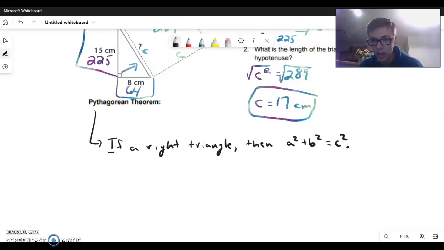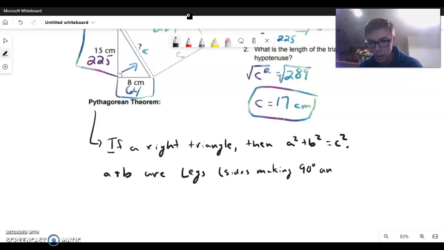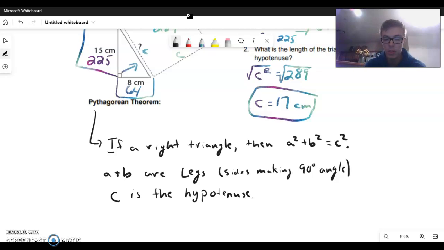Now, when I say a squared, a and b are legs, and legs are the sides that make the 90-degree angle, the two that connect there. And c is the hypotenuse, so I have to make sure I spell that right. Hypotenuse, this is a hard word for me to spell. And c is the hypotenuse.